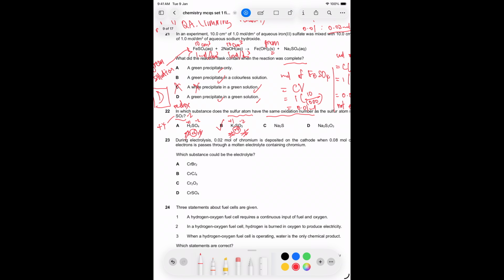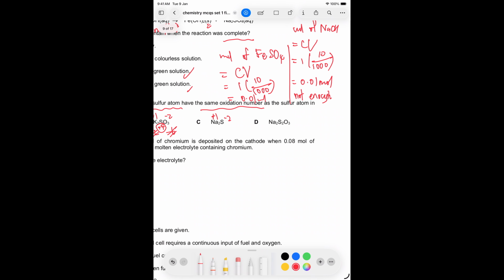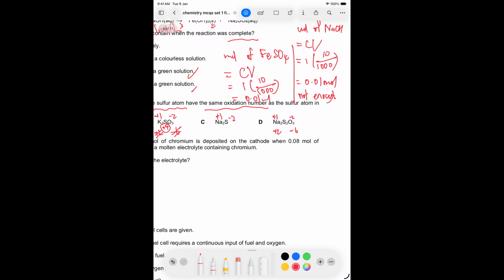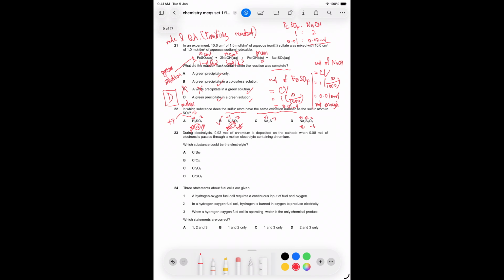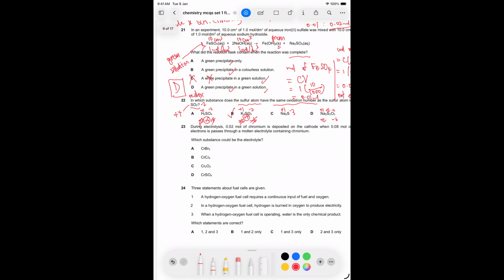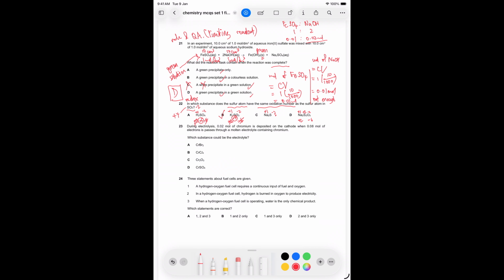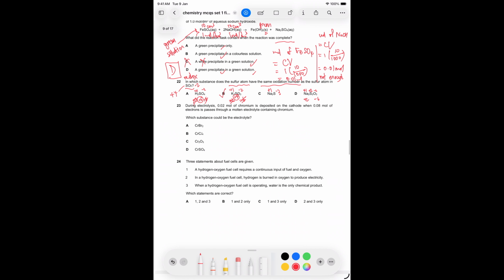Let's try C and D in case some of you chose C or D. Sodium is +1, but there's 2 of it, so it's +2. To balance out, sulfur must be -2. Next, sodium is +1, so there's +2 here. Oxygen is -2, so it's -6. To balance out, you need a +4, but there's 2 sulfur, so each sulfur will be +2. So +2 is not an answer, neither is -2. So the answer is B for question 22. Question 23. Electrolysis. Definitely this is your electrolysis question.